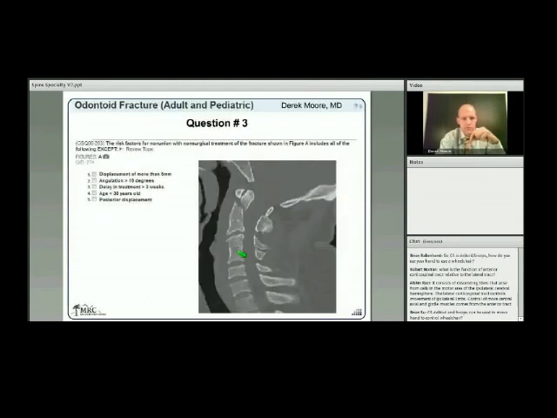The next topic, odontoid fractures. The risk factors for non-union with non-surgical treatment of the fracture shown in Figure A include all of the following except.